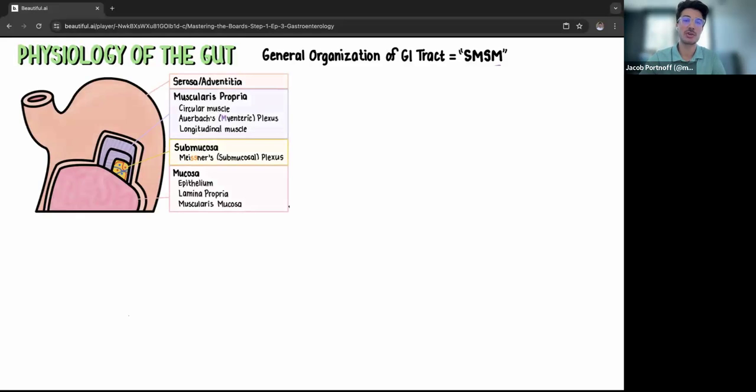Okay, so we can generally think of the organization of our gut layers in this format: SMSM. So if your serosa or your adventitia, whether you're in retroperitoneal space or not, it's serosa versus adventitia. Then we have our muscularis propria, which both has a circular layer of muscle, a longitudinal muscle, but it also contains something called our Auerbach's plexus or our myenteric plexus. Then under that, you're going to have your submucosa, which is your Meissner's plexus. This secretes the fluid and the lubrication. And then mucosa underneath that is going to be your, classically, right, your epithelium, your lamina propria, etc.